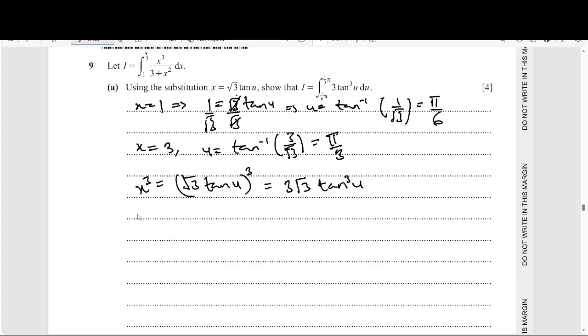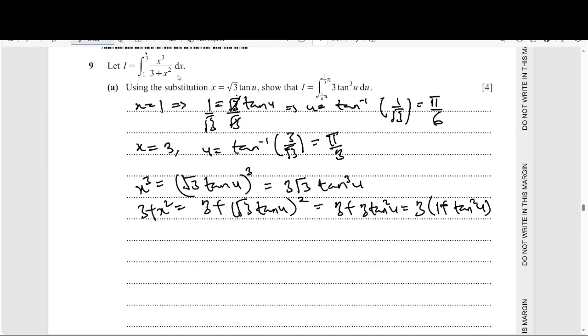And in the denominator, we have 3 plus x squared. 3 plus x squared is going to be 3 plus x, which has been given to be root of 3 tan u, so that has to be squared since it is x squared. Then we get 3 plus 3 tan squared u. Maybe you can factor out 3. Then write 1 plus tan squared u. So that gives us the numerator and denominator after we have changed everything to u, right?